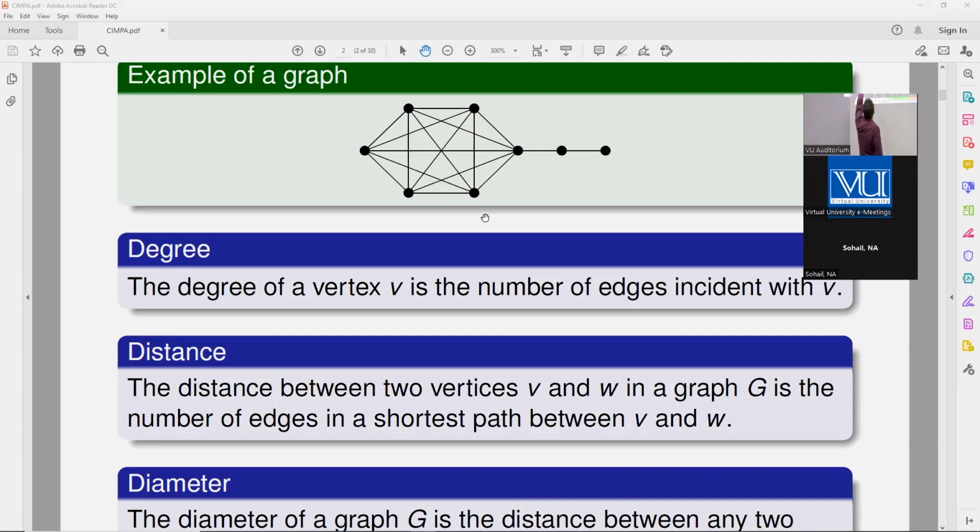So here we have some basic definitions of some basic graph theory terms. The degree of a vertex is the number of vertices adjacent to the vertex, or the number of edges incident to a vertex. So again, vertices are those.